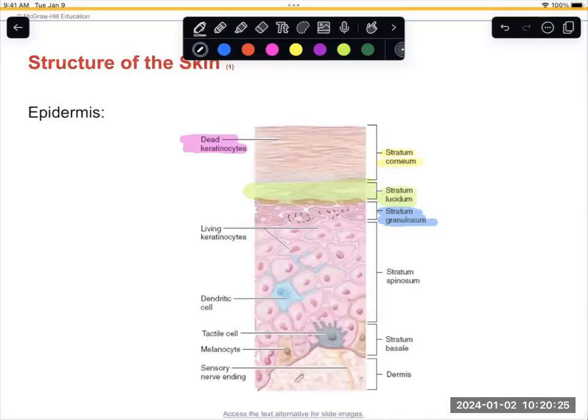We have the stratum spinosum and the stratum basale. That stratum basale is the layer of cells that are replicating over and over and over again, because as we lose this top layer of the stratum corneum, we need more cells to replace it.